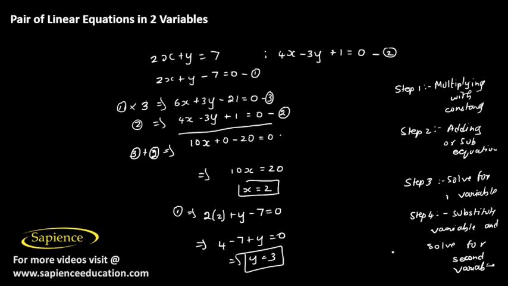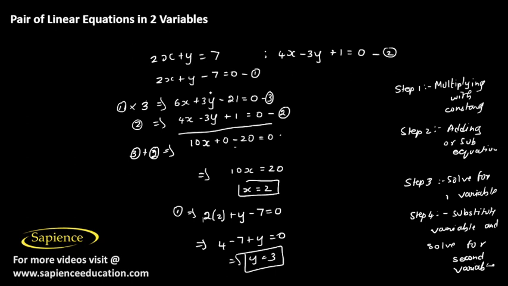So using these 4 steps, we can find the solution of two linear equations with two variables. The first step is multiplying with a constant, in this case 3. Second step is adding or subtracting to eliminate a variable. In this case we had to add. Third step is solving for one variable, and fourth step is substituting it in any equation and solving for the other variable. In elimination method, after step 2, after adding, there is a possibility that both the variables will get eliminated.